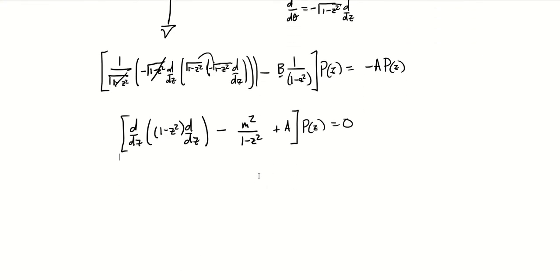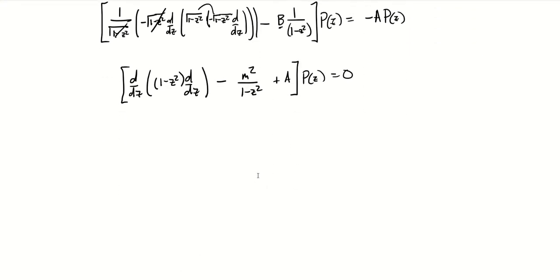One more thing we can do is this first term here, we can apply the chain rule, d dz on this. It gives us negative 2z d dz. And then the next term is just 1 minus z squared d squared dz squared, right? So if we do this term, it looks like that.